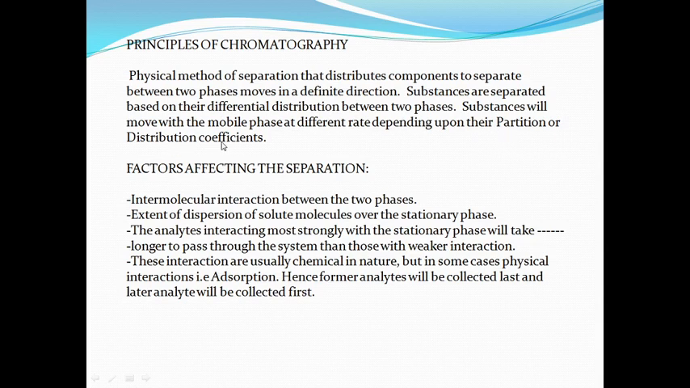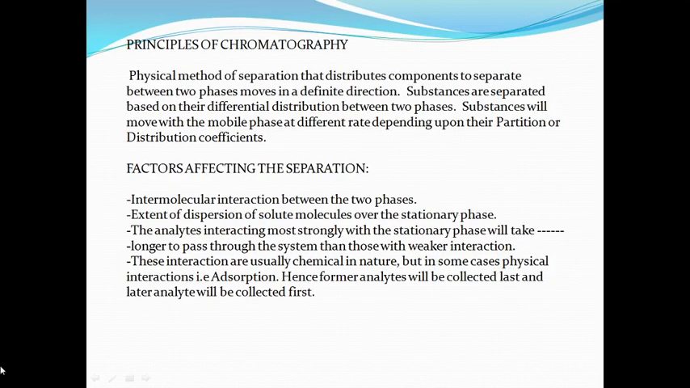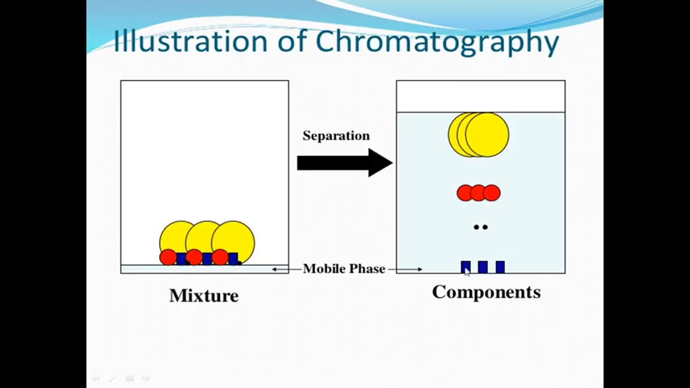coefficients. Okay, next, the factors influencing the separation. Which factors influence the separation? The intermolecular interactions between the two phases. That means this blue color component has more affinity toward the stationary phase, so that's why it remains at the bottom. And this one has less affinity toward the stationary phase and more affinity toward the mobile phase, so that's why it travels more distance compared to the remaining.